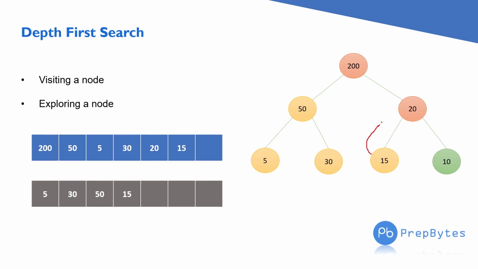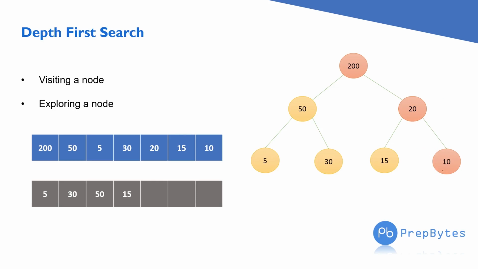And what will we do when we go back to 20? We will check whether the neighbors of 20 are all visited or not. So 15 is explored, that means it is visited. 200 is visited. The red and yellow colors are for explored, and the green color means not visited yet. So we will add 10 to the visited array and print it. Fine. So 10 is now visited as well.